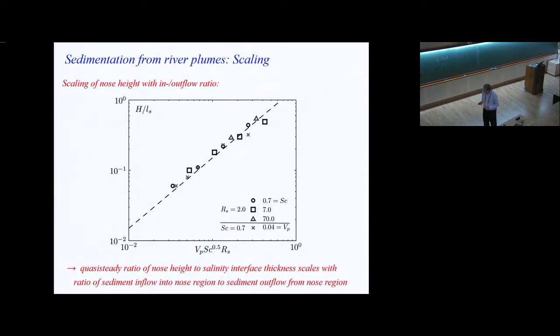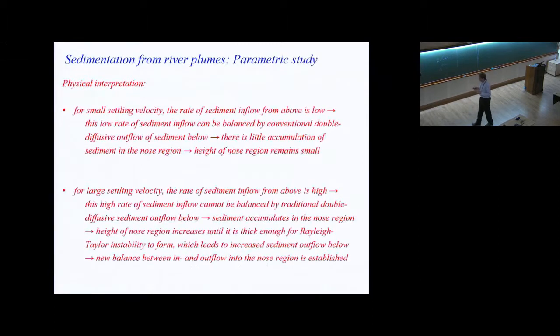And so that allows us then to come up with a good physical interpretation of what's happening with these two different modes. Namely, for small particles, so for small settling velocities, the settling rate from above, which is given by the Stokes rate, is fairly low. And so that means particles are settling into this nose region in a fairly slow fashion. And so this low influx of particles into the nose region can easily be gotten rid of downwards by double diffusion. And so as a result, the height of the nose region remains small. There's not much accumulation of these particles.